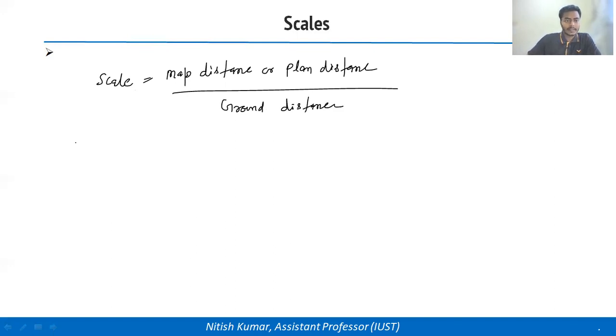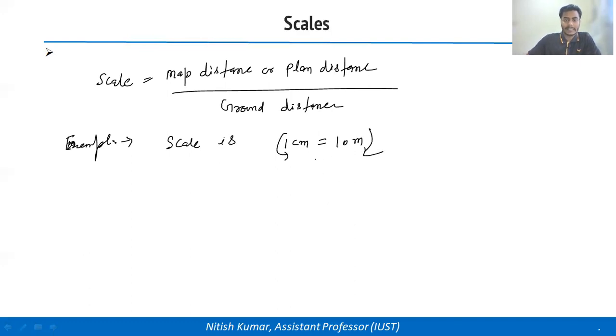Let me take an example here. Suppose I'm saying a scale where 1 centimeter is equal to 10 meter. For example, 1 centimeter is equal to 10 meter. What is the meaning of this? Is it possible? No, it's not possible. So I have written wrongly, right?